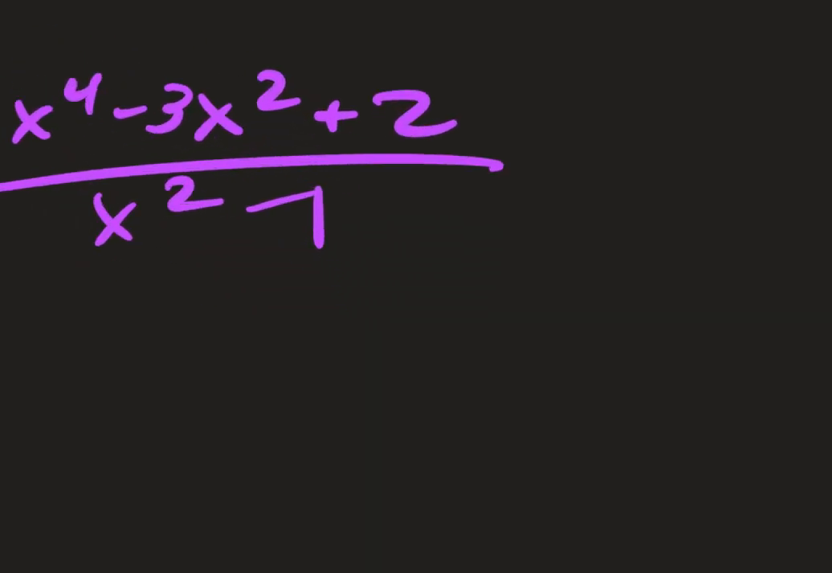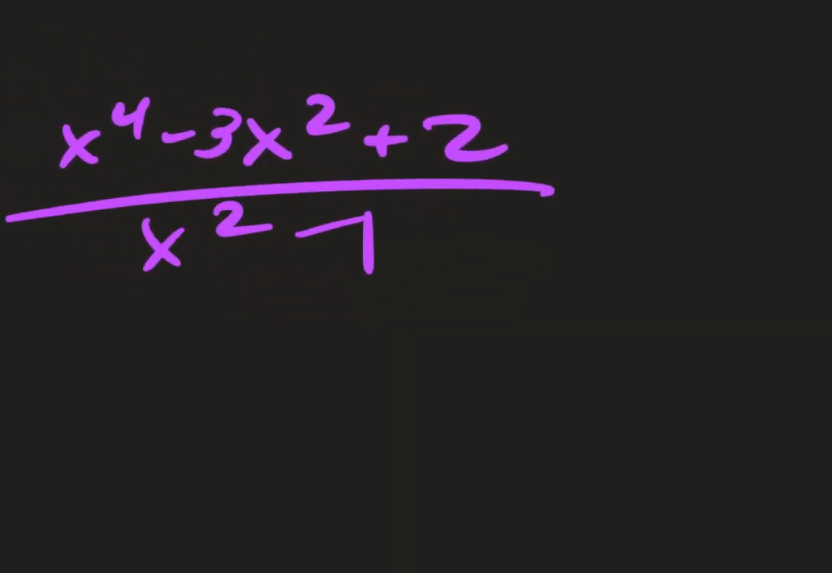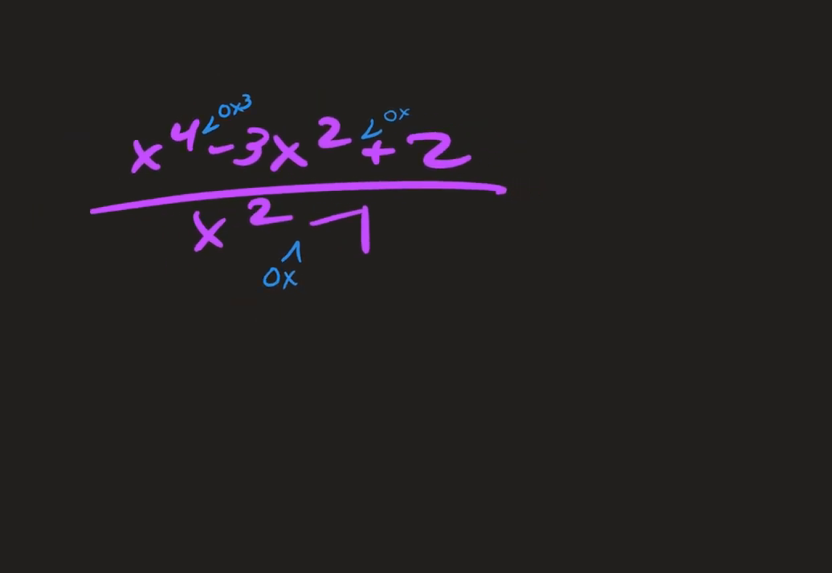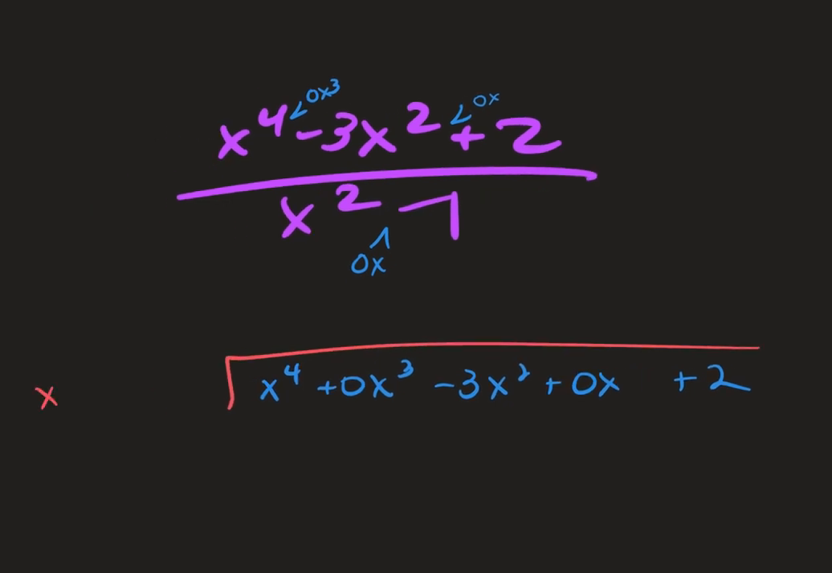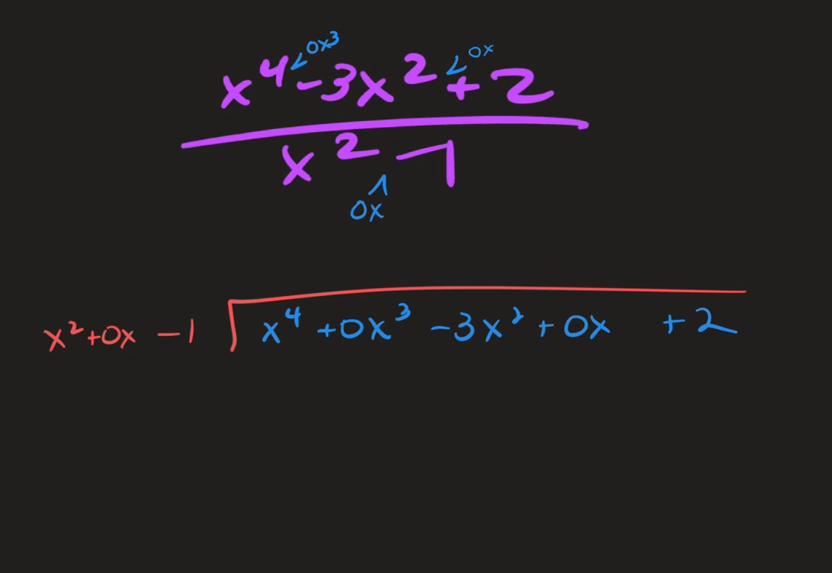Okay, so 45, we're missing terms. You're missing an x to the third, so I'm going to plug in a 0x to the third, and an x, so a 0x. And in our divisor, we're missing an x term, so we have to plug in a 0x. So I get x to the fourth plus 0x to the third minus 3x squared plus 0x plus 2 divided by x squared plus 0x minus 1. And then I start dividing.